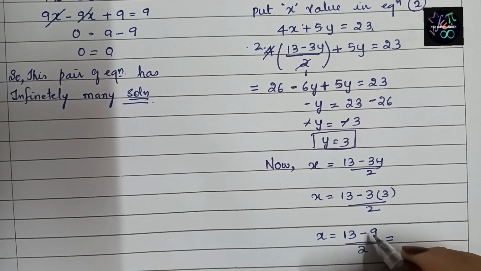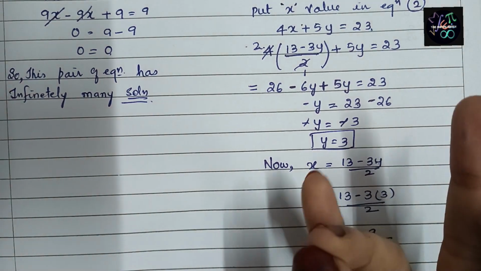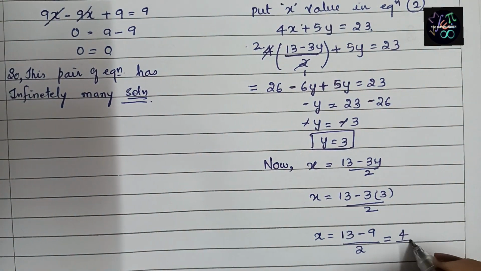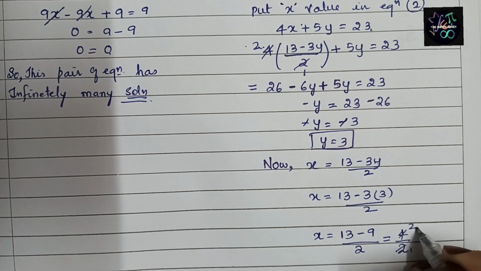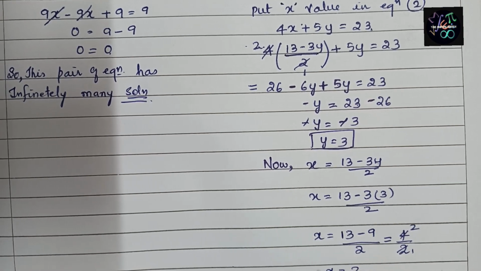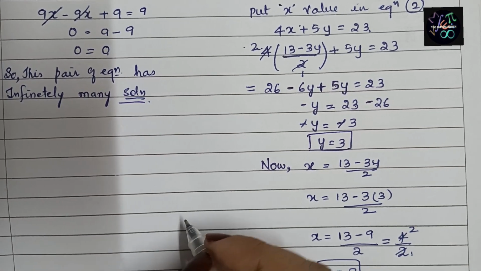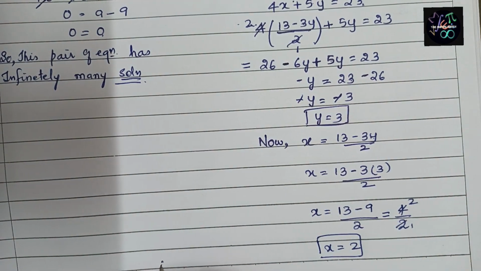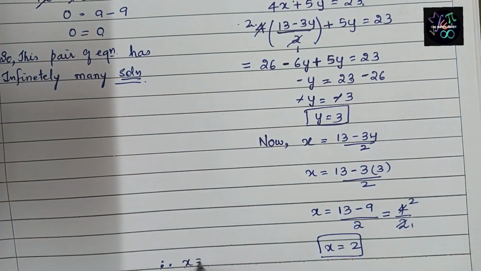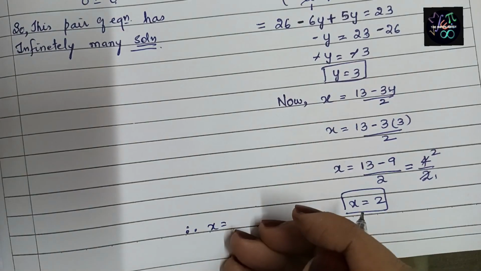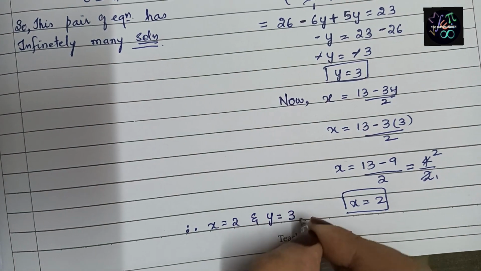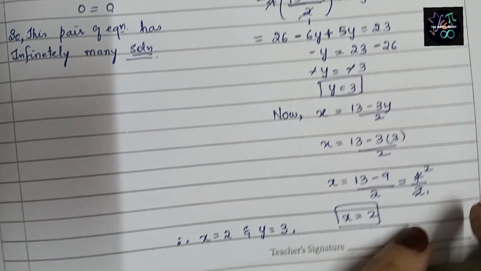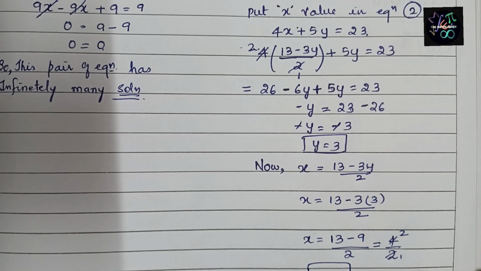13 minus 9 is 4. 4 by 2, so we cancel here. 2 1s are 2, 2 2s are 4. So the x value we got is 2. Therefore, lastly, what we got? The x value we got as 2 and the y value we got 3. So let us see the next question.